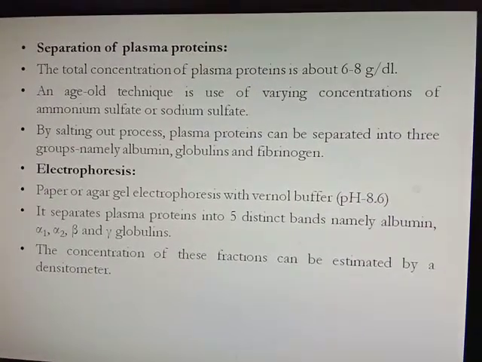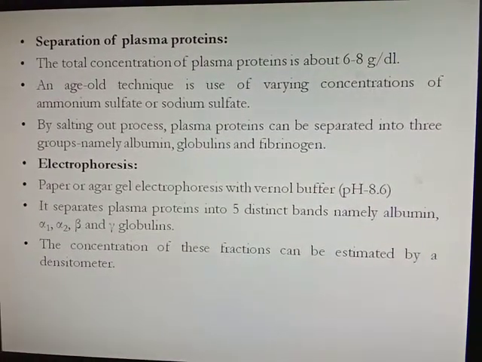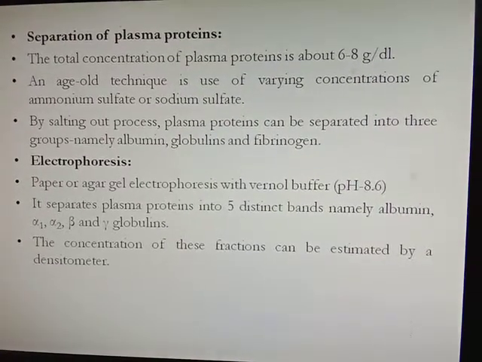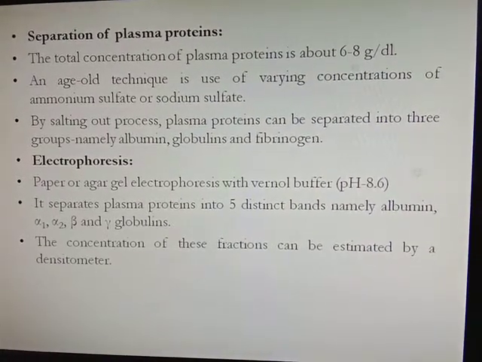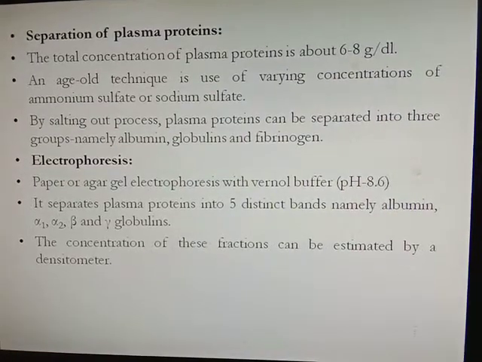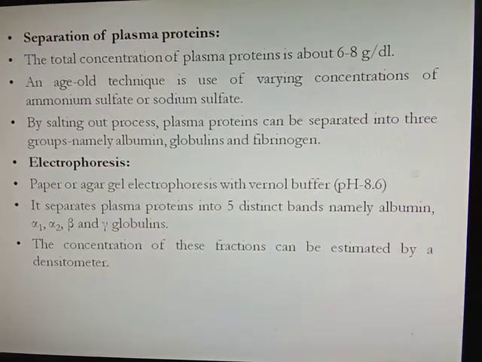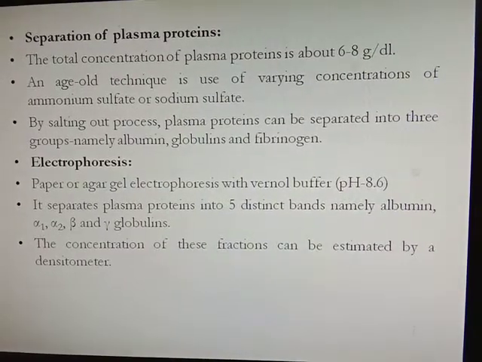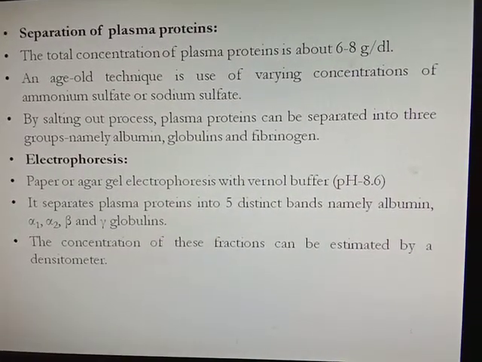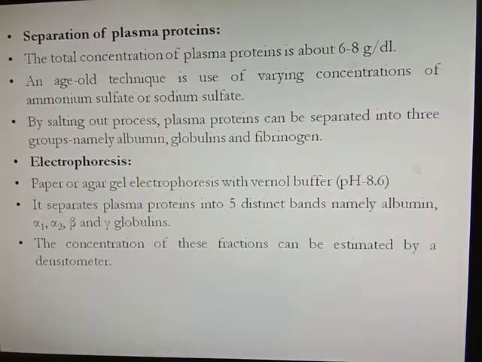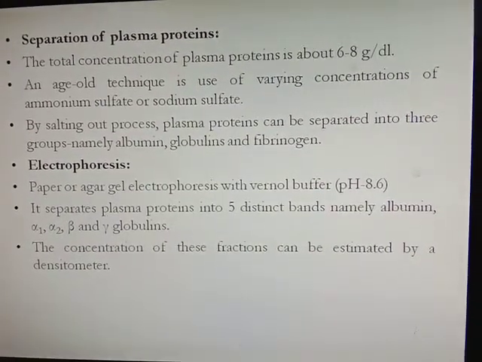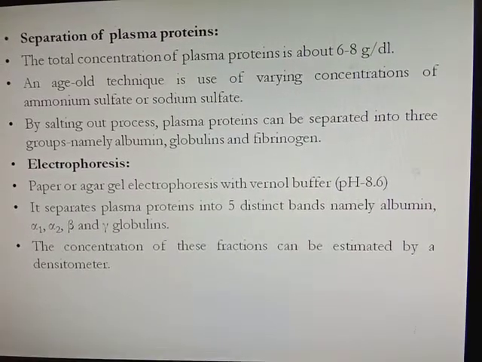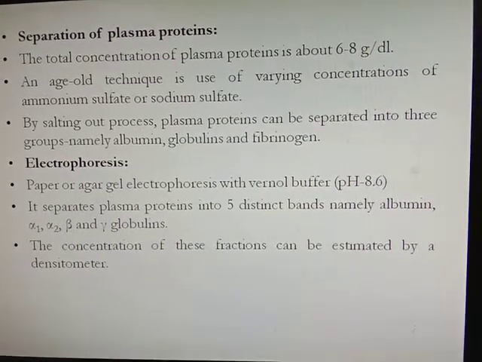The next method used for the separation of plasma protein is electrophoresis, either paper electrophoresis or agar gel electrophoresis with Veronal buffer having pH 8.6. It separates the plasma protein into 5 distinct bands, namely albumin, alpha 1 globulin, alpha 2 globulin, beta globulin and gamma globulin. The concentration of these fractions can be estimated by densitometer.